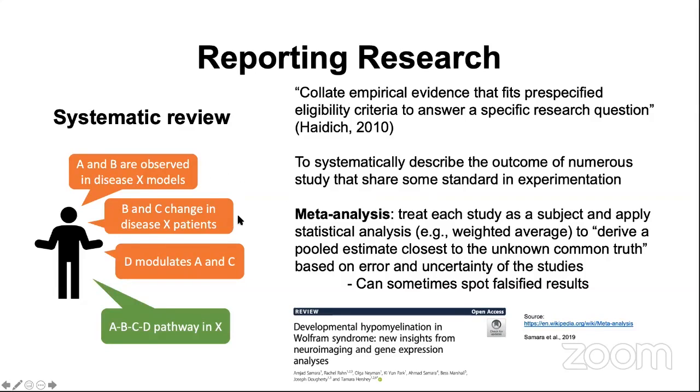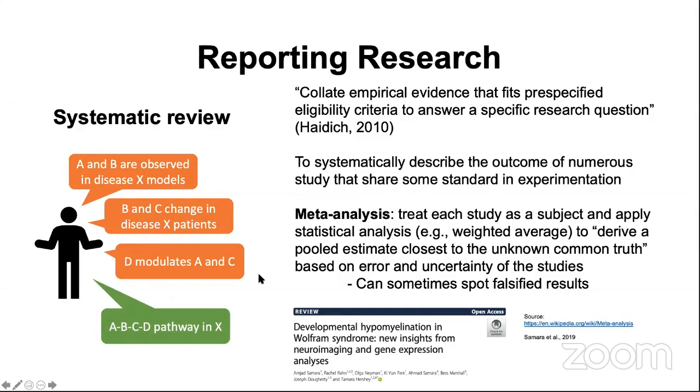Now, if you look at these papers individually, you're only looking at a very small portion of the entire disease mechanism. What the systematic review is trying to do is glue these 3 papers together, so they're all telling some part of a greater picture of the whole story. Based on the findings of these 3 papers, the systematic review would say there is evidence for an A, B, C, D pathway in X. And the evidence is provided through the individual research done in these papers.